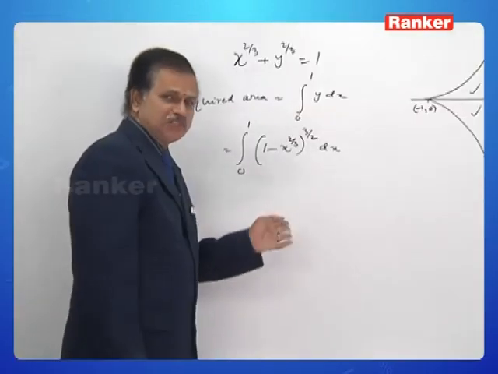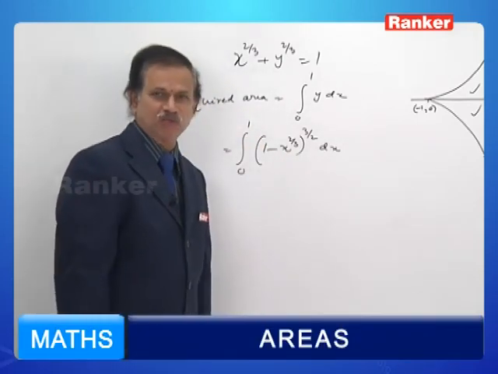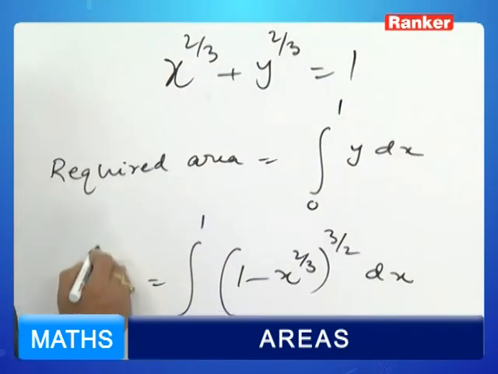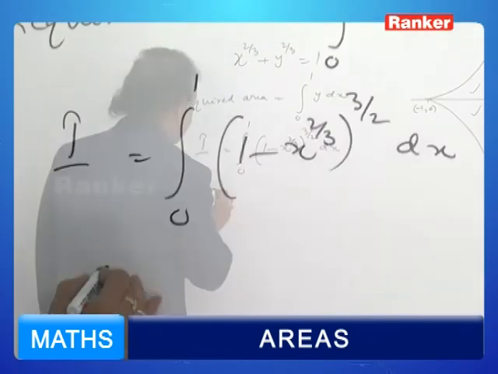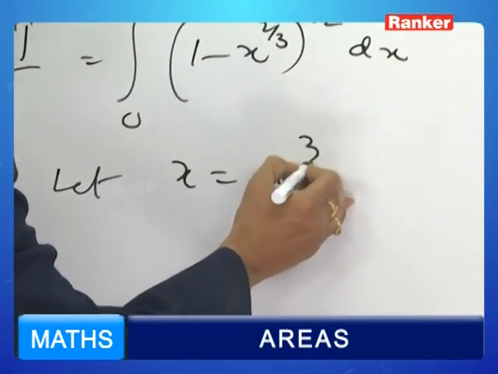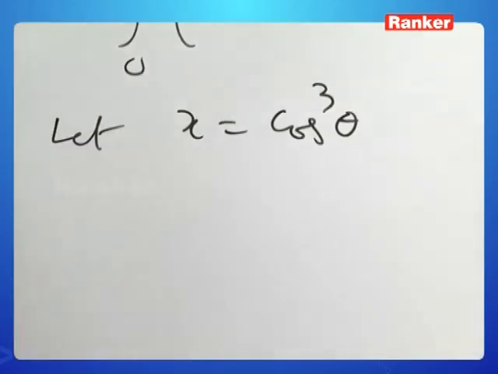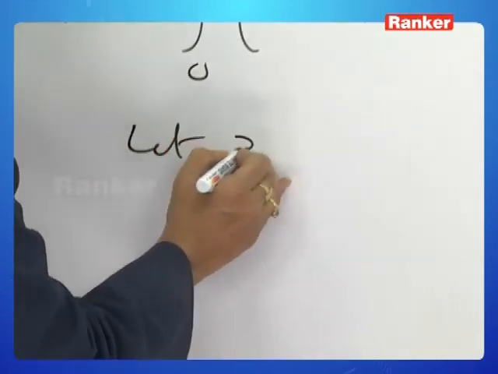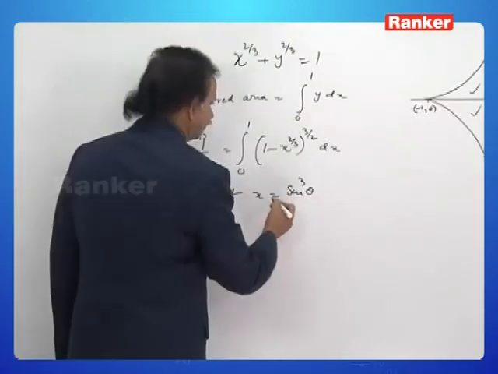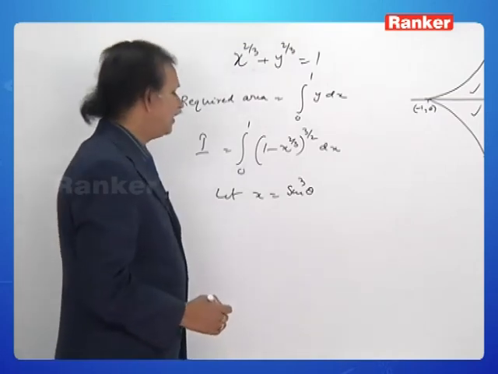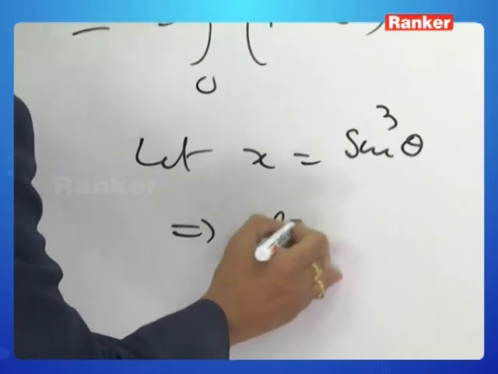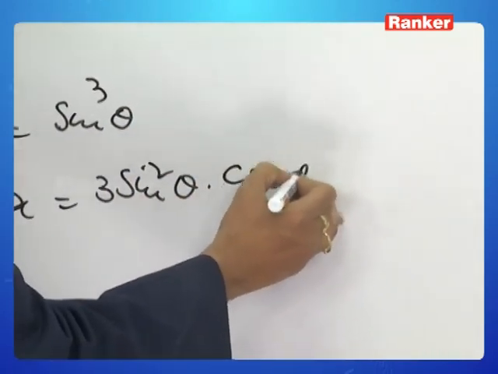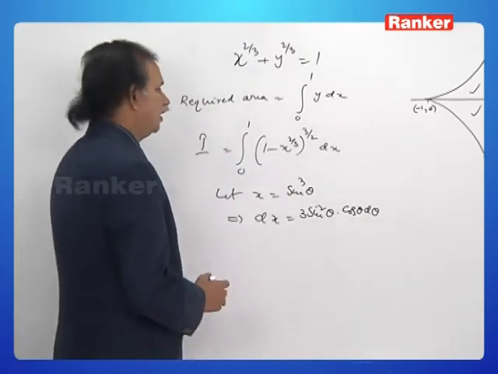Well, my dear, it is not impossible, rather not difficult, to have the integral directly, of course. But let us introduce a trigonometric function here. Let me call this I. Let x be equal to cos cube theta or sin cube theta, as you like. Let x equal sin cube theta, because x^(2/3) is present. This implies dx is equal to 3 sin square theta into the derivative of sin theta, which is cos theta d theta.